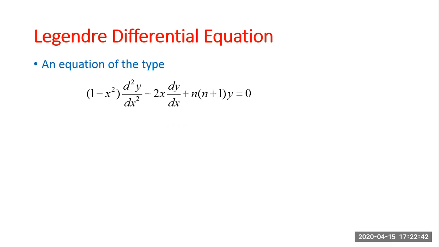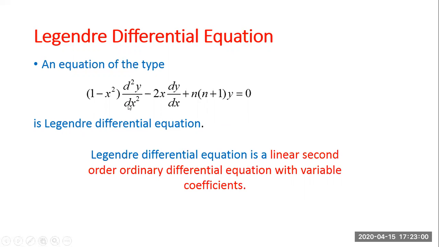An equation of the type (1 minus x square) d square y by dx square minus 2x dy by dx plus n into (n plus 1) y equal to 0 is called the Legendre differential equation. If you observe, this is a second order linear ordinary differential equation with variable coefficients. In this video, we try to find the solution of the Legendre differential equation.